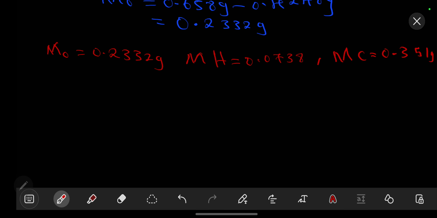So this is our masses. So now what are we going to do? We have the empirical formula. Let us find the empirical formula. So what are we going to do? We are going to say first, we have our mass that we have.